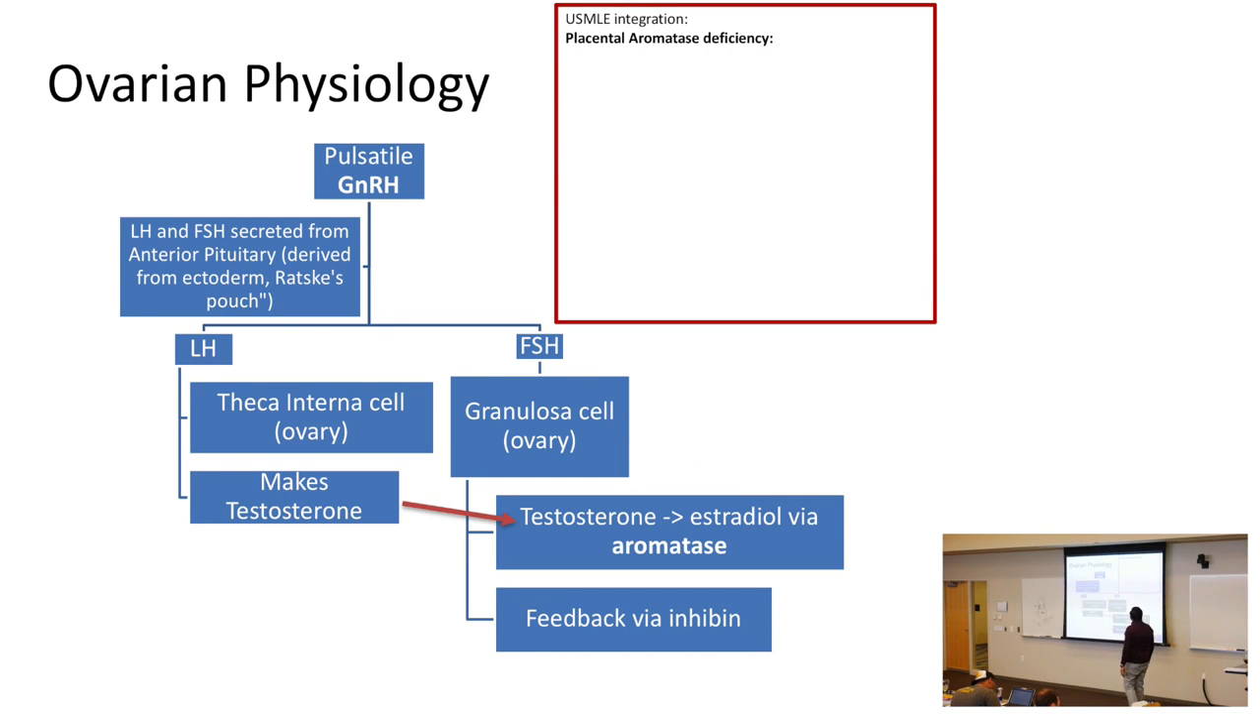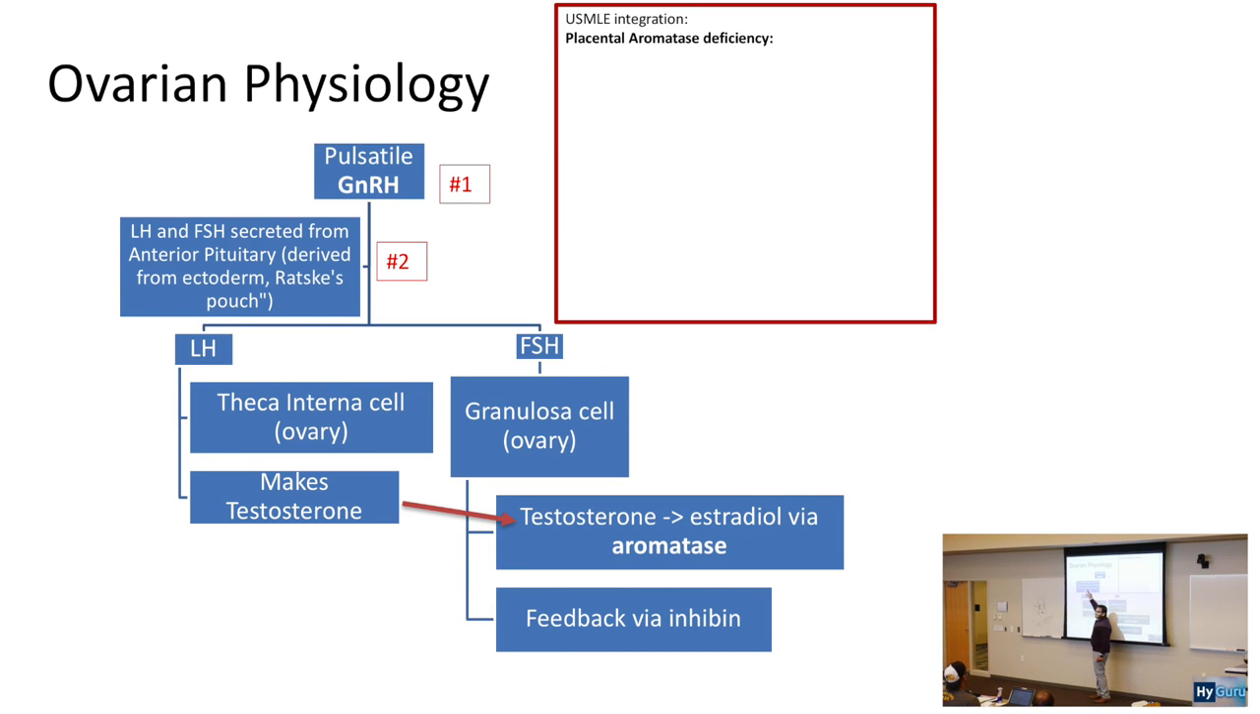Ovarian physiology: I really want you to understand it by thinking about different concepts and what cells you are going to hit. This two-cell theory of the ovary is really important. So let's take it step by step. Step number one is you get pulsatile GnRH secretion. That is then going to trigger LH and FSH to be secreted from the anterior pituitary.